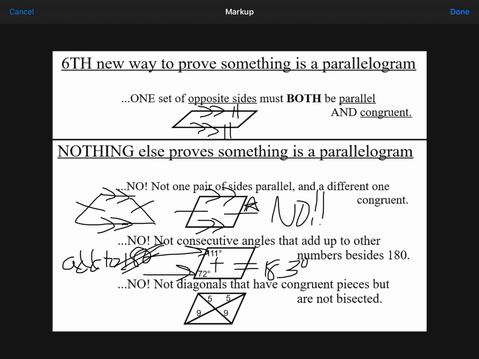Same thing here. Notice the numbers there look like they're bisected, but to be bisecting, this little piece here, 5, should be equal to this little piece on the bottom where there's a 9. It's not that they can't be the same, it's that the ones on the same diagonal have to be the same. And here they're different. This is not a parallelogram when the numbers are set up like that.